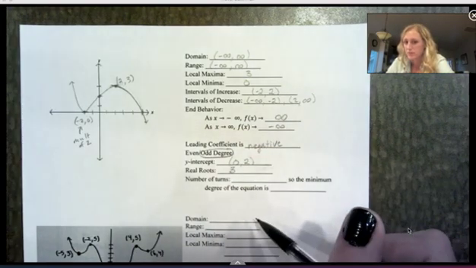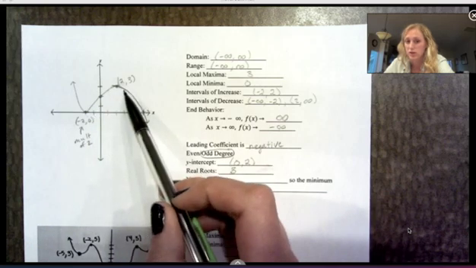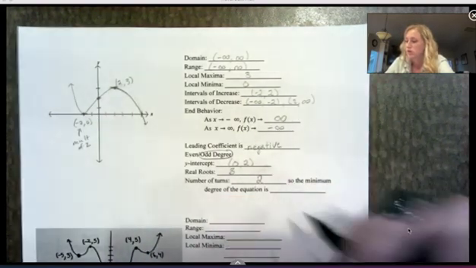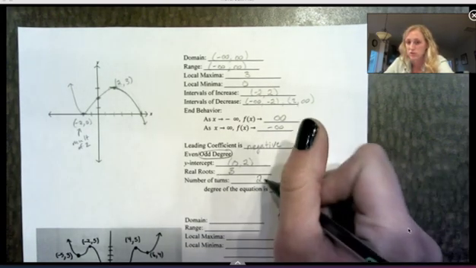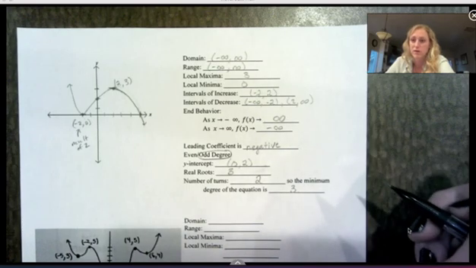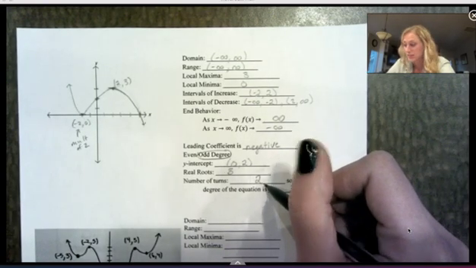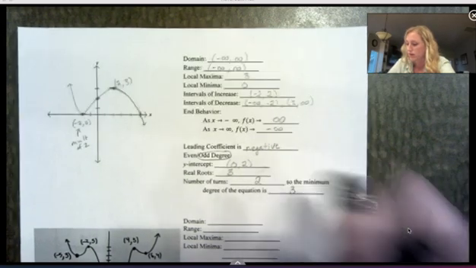Okay, so the number of turns, it has 1, 2 turns. So the minimum number, 2 turns. So the minimum degree of the equation it could be is 3, right? The number of turns is always 1 less than the degree. If that's the max, then the degree could be 1 more than that maximum, okay?